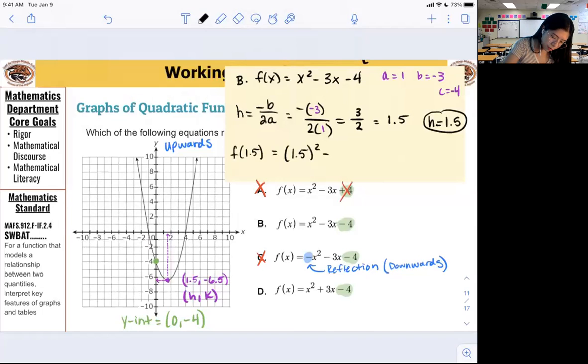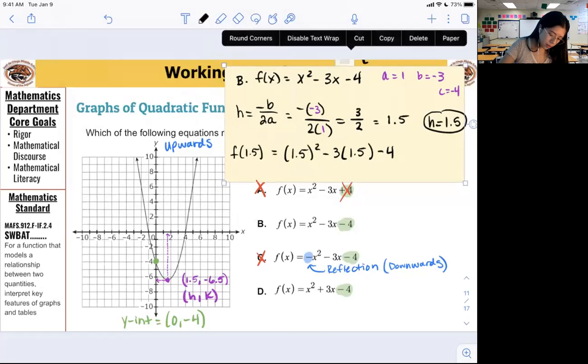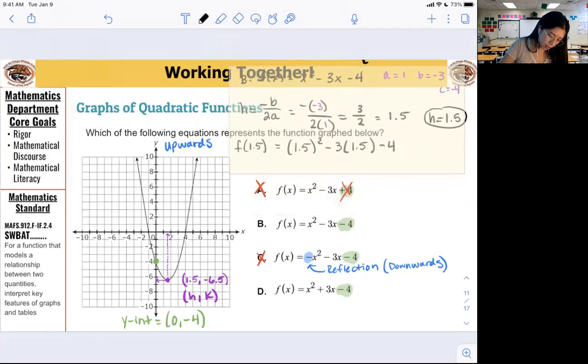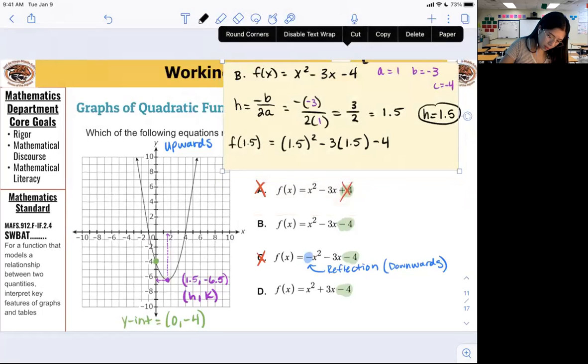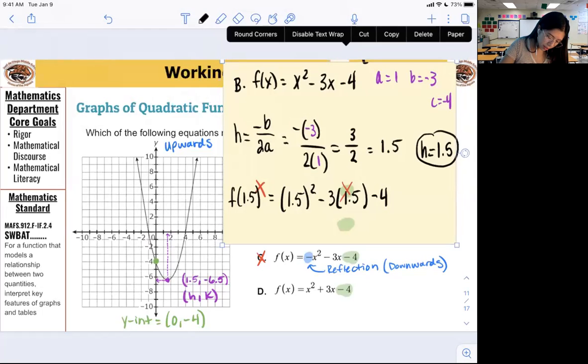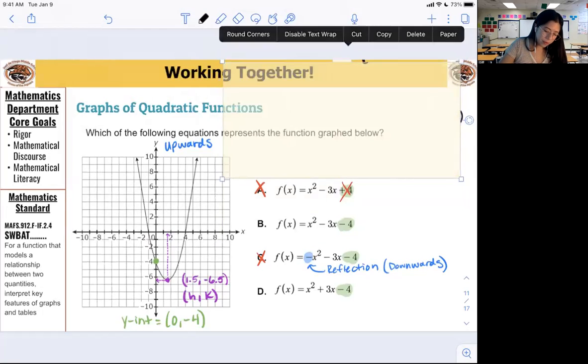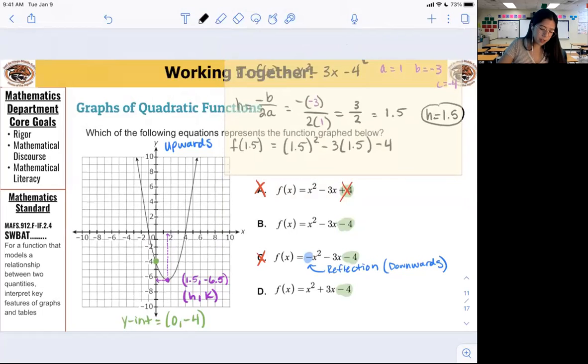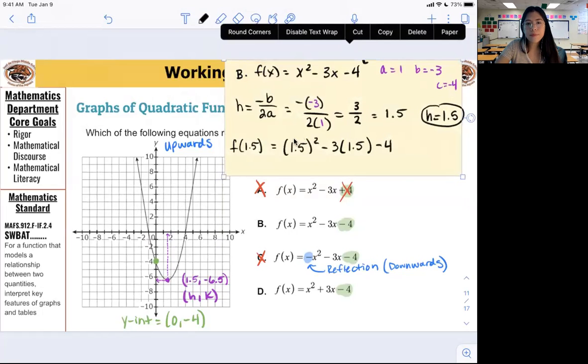I'm plugging in 1.5 into where I see my X's. And for this, oops, that's not what I wanted. Can I make this bigger without stretching it? I guess not. Okay, but for this, you can definitely use your calculators. So go ahead and take a moment. We're going to do 1.5 squared, see what you get. Multiply 3 times 1.5, and then we're going to add everything together.